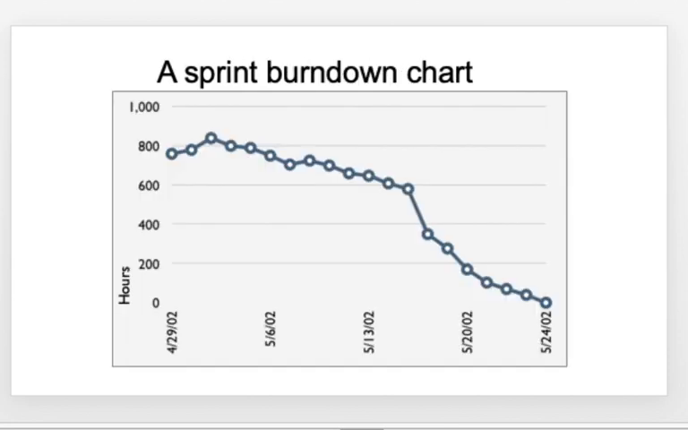So this is what is called a sprint burn down chart, where you start plotting with basically the days on the x-axis and the hours on the y-axis, and then every day you plot things and then you join with a solid line and you get a chart, and this is what is called a sprint burn down chart.